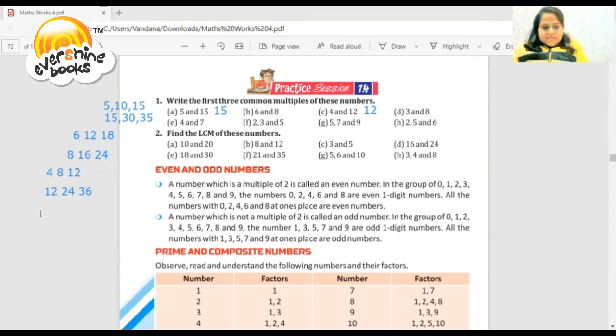And for 3 and 8, write the common multiple. Write the multiples of 3: 3, 6, 9. And for 8, write here 8, 16, 24. So here there is also no common multiple. So write here no, and write here no. Okay. Now students, these are very interesting questions.